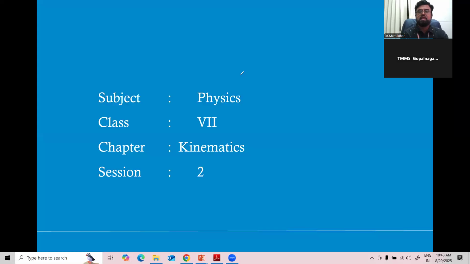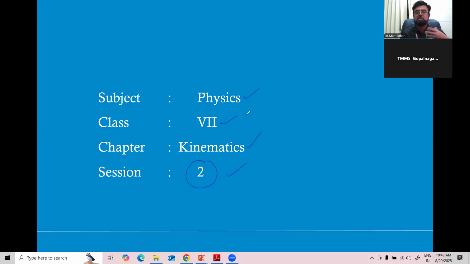As you can see on the screen, and you're all well aware, my subject is physics. We are in class 6th. Our ongoing chapter, the second chapter, is Kinematics. Today we are entering session number 2, meaning we started this chapter in the last session.